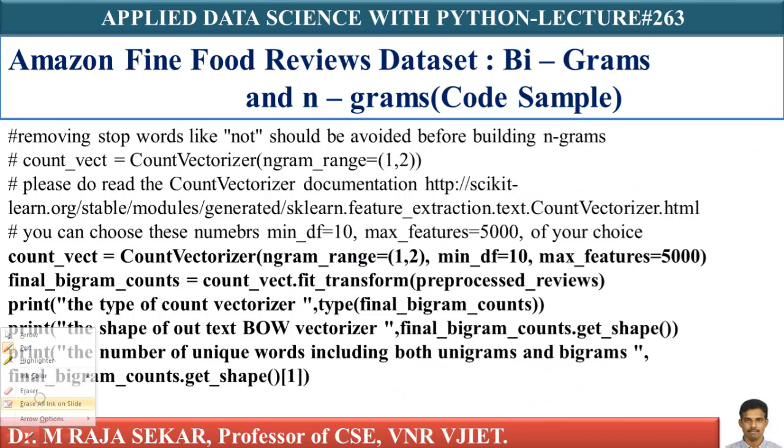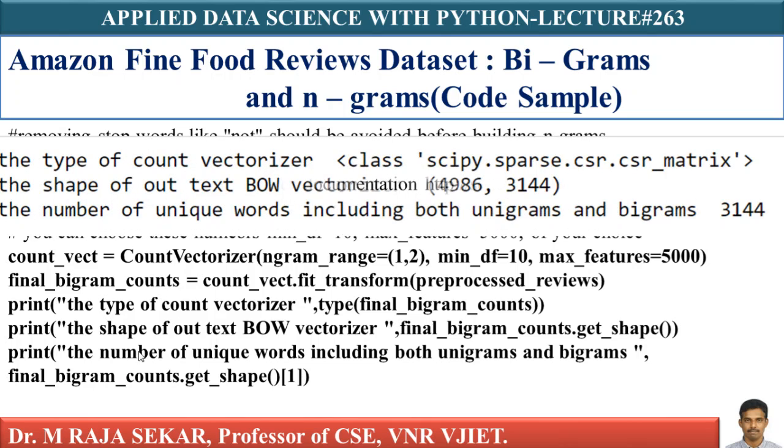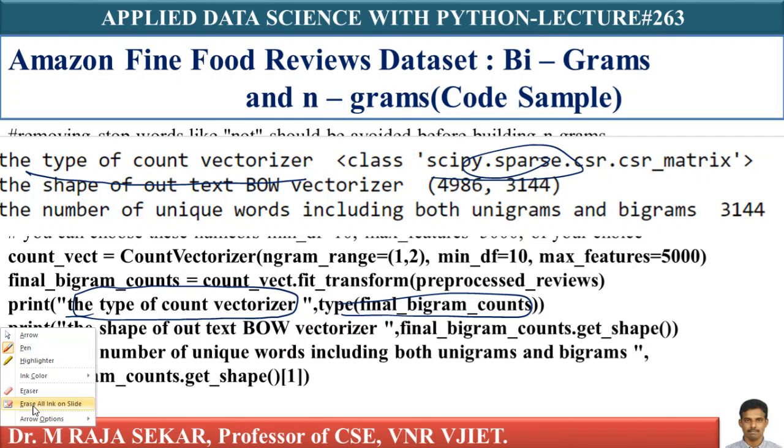What is vocabulary? I already discussed. This is preprocessed underscore reviews. We know what is preprocessed underscore reviews. I already discussed it. Just let me show the output so that you can understand. What is my first print statement? The type of count vectorizer. This is a sparse matrix basically, isn't it? Type of final underscore bigram underscore counts.